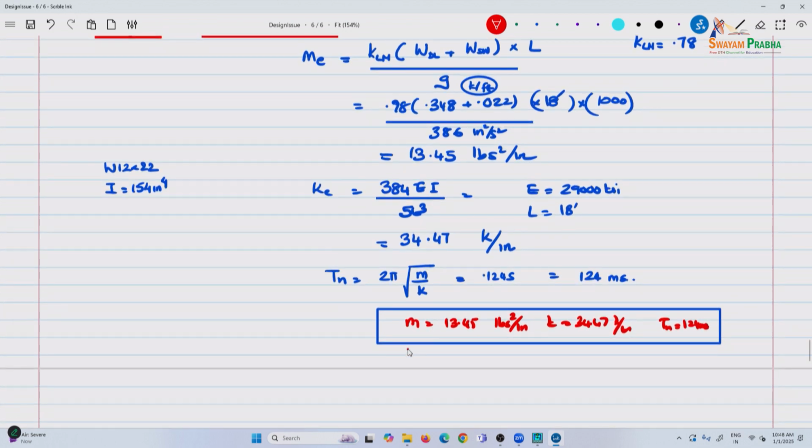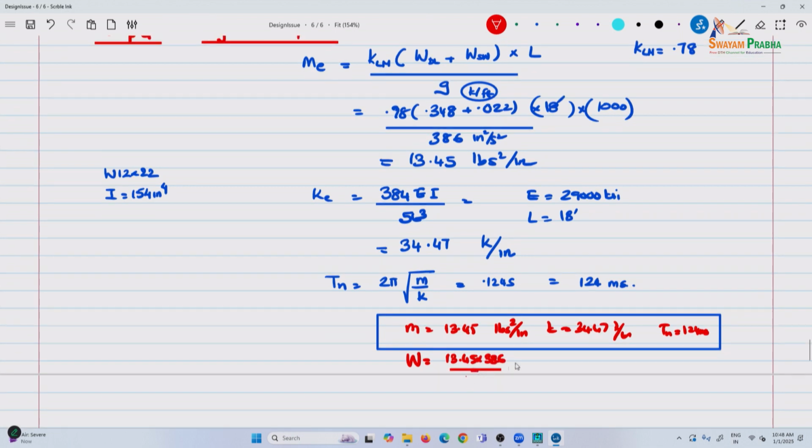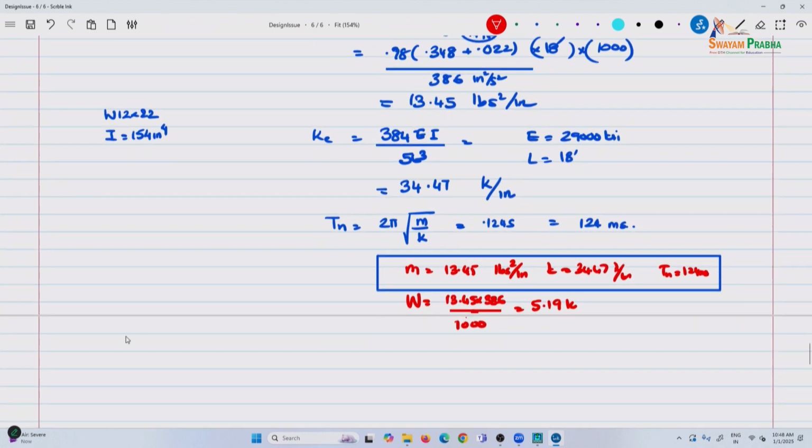Can you just give me the weight also, please? We do 0.348, or just multiply 13.45 by 386 divided by 1000. 5.19. Thank you. So the next step is the roof response.